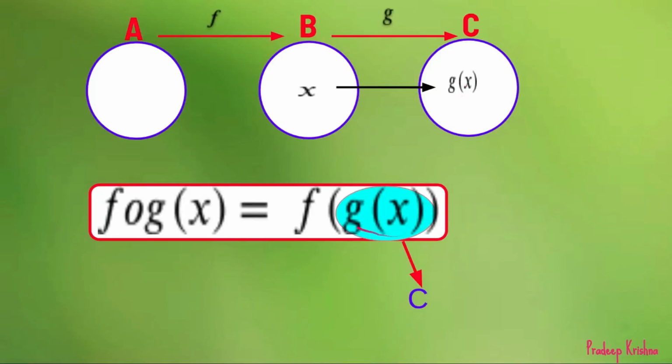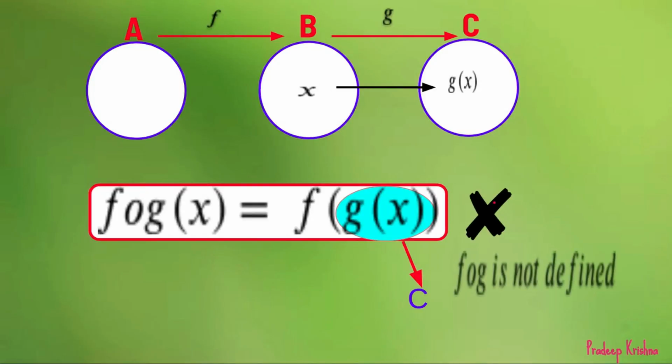Okay, g of x ഇപ്പോൾ C യിലാണുള്ളത്. Then അടുത്ത ചോദ്യം, C യിലുള്ള ഒരു എലമെന്റിനെ എങ്ങനെയാണ് f ക്യാരി ചെയ്ത് കൊണ്ടുപോകുന്നത്? f is a function from A to B ആണ്. So generally it is impossible. So f composition g is not defined.